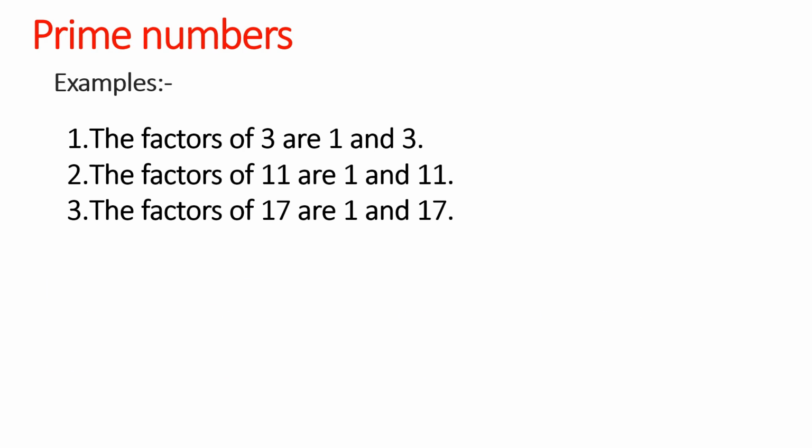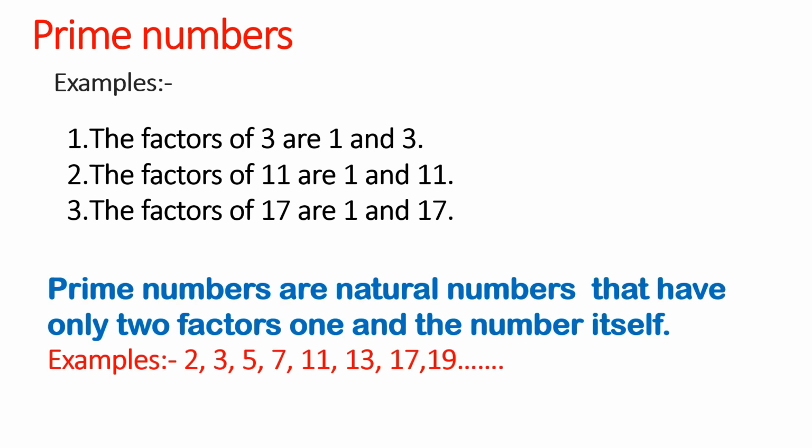The prime numbers are the natural numbers that have only two factors: 1 and the number itself. For example, see here 3. How many factors does it have? Only two numbers, 1 and 3. Factors of 11, again 1 and 11. Factors of 17, again 1 and 17.